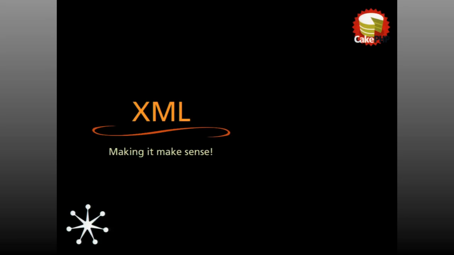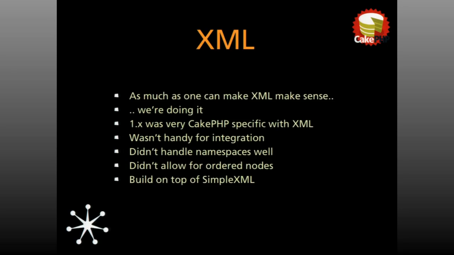And there's a few tickets that I've been looking at for a long time, and it's just to implement things like ordered nodes in XML was difficult because we didn't have namespace support. So as much as anyone can make XML make sense, we're trying to do it. So what we've got is a wrapper around SimpleXML, which is part of PHP 5, previously not really available for us to assume. And it just basically allows us to make it make sense.